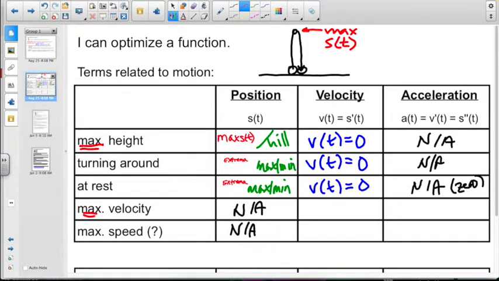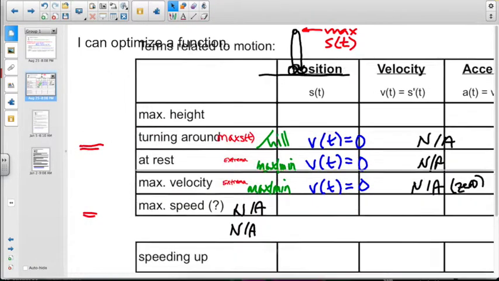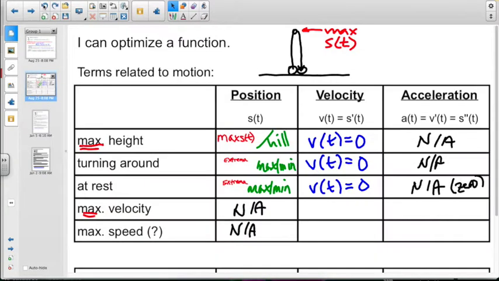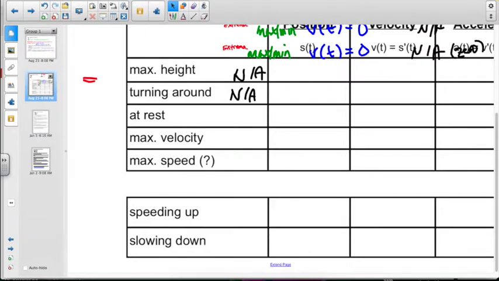Oh, well, not necessarily. Think about maximizing my height. What did that mean to my position function? What was I looking for? Okay, so maximizing velocity, I've got to look for the same thing, but on what function? On the velocity function, exactly.